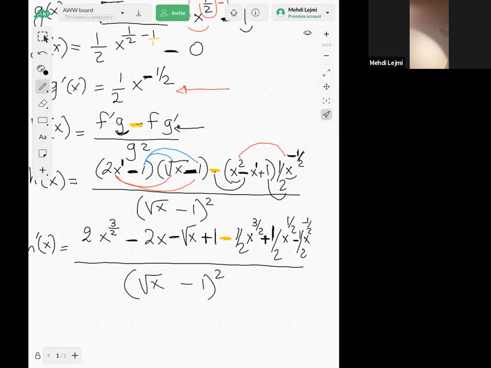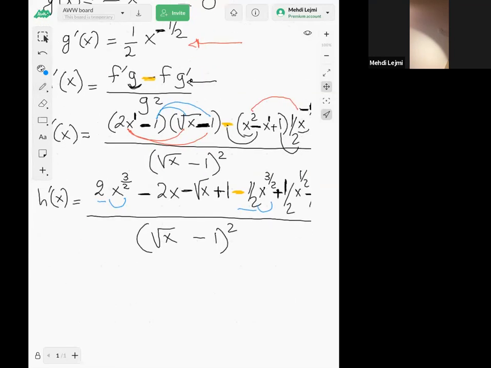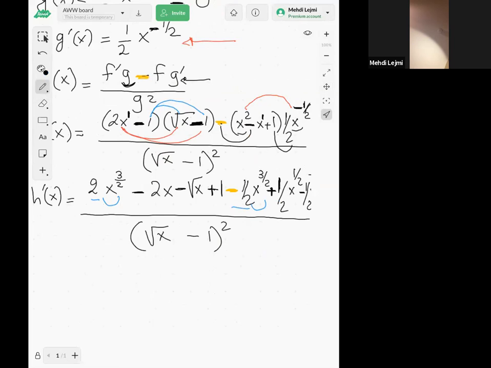So let's see if we can simplify. Well, you see, guys, here we have x to the power 3/2, x to the power 3/2. So 2x to the power 3/2 minus half of x to the power 3/2. So 2 minus half, that will be 3/2. So then your h prime of x will be 3/2 x to the power 3/2.